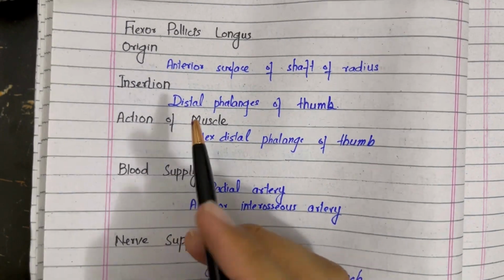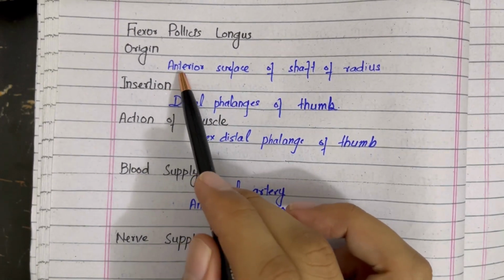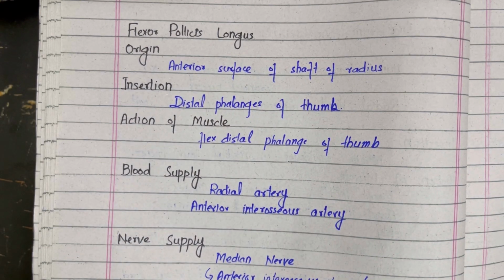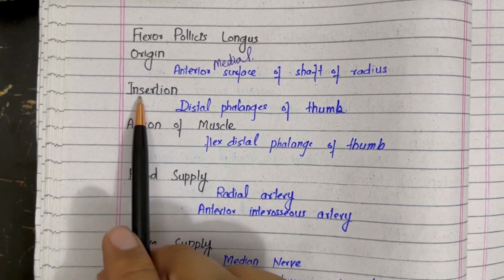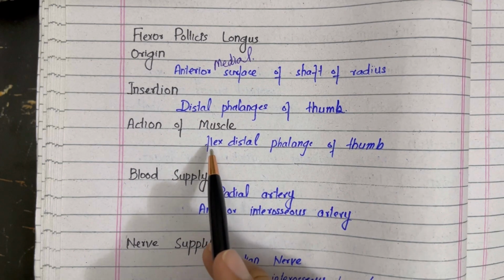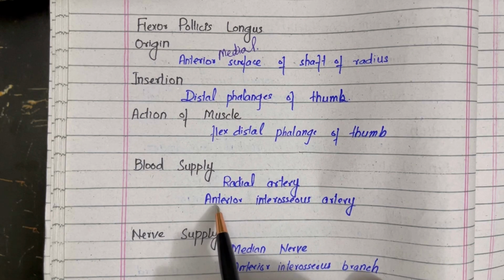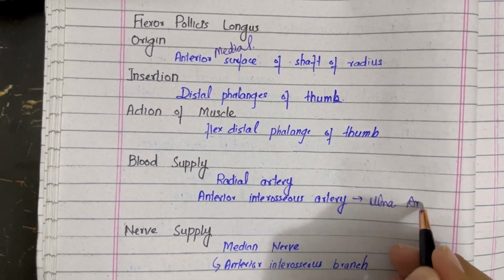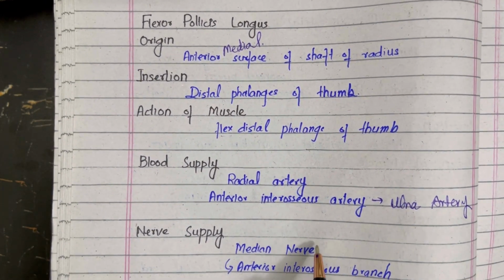Now student, as we have studied the anatomy of the flexor pollicis longus muscle, here we will overview this muscle. It originates from the anterior surface of the shaft of the radius bone, the anterior medial surface. And this muscle inserts into the distal phalanges of the thumb. This muscle plays an important role in the flexion of the distal phalanges of the thumb. It is supplied by the radial artery and the anterior interosseous artery, which is the branch of the ulnar artery. And this muscle is innervated by the median nerve.